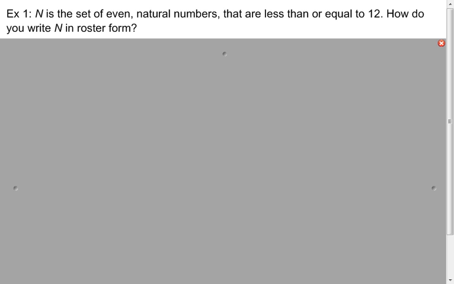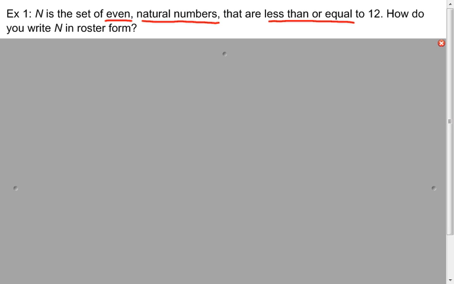Here's our first example. N is the set of even natural numbers less than or equal to 12. How do you write that in roster form? Okay? So, first of all, I need numbers that are less than or equal to 12. Things like, well, 12, 11, 10, 9, 8, and it keeps going down. It says I also need natural numbers. Okay? Remember, natural numbers, those are only the positives. No negatives, no 0. And it also says I need even numbers. So, 2, 4, 6, 8, stuff like that.